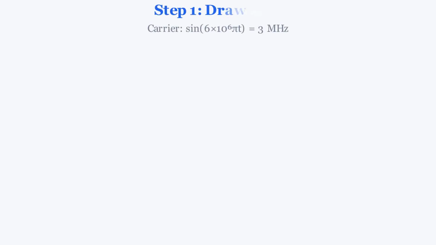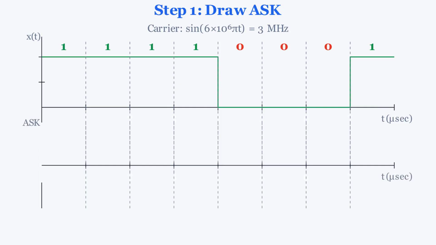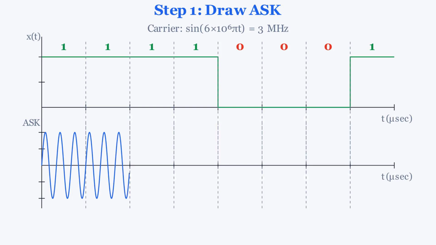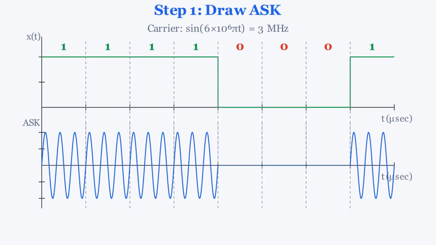Let us start with ASK. The carrier is sine of 6 times 10 to the 6 pi t. That is 3 megahertz, which means 3 full cycles per microsecond. ASK rule. Carrier on for a 1, off for a 0. Bits 1 through 4 are all 1s, so we draw 12 cycles of sine back to back, 3 per microsecond, 4 microseconds. Bits 5, 6, 7 are zeros. The signal drops to 0 for 3 microseconds, no oscillation at all. Bit 8 is a 1, so we draw 3 more cycles of sine in the last microsecond.